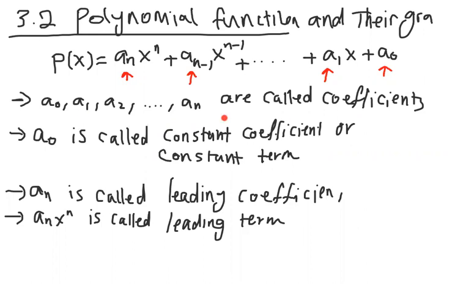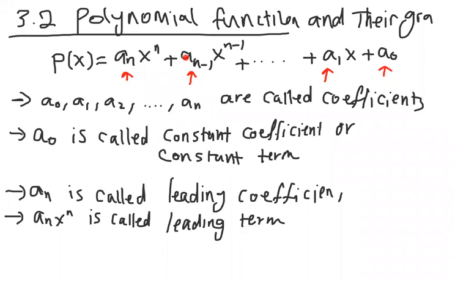So all these, A0, A1, AN minus 1, AN, are called coefficients. A0, the first one here, is called the constant coefficient or constant term. And AN here is called the leading coefficient, and the term AN x to the N is called the leading term.